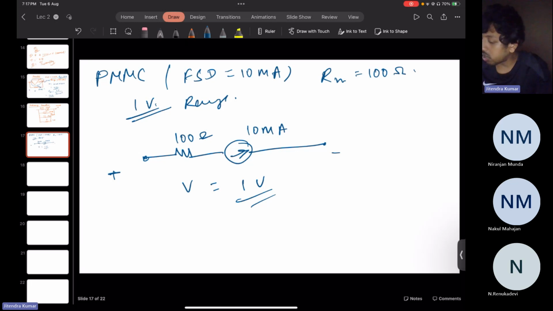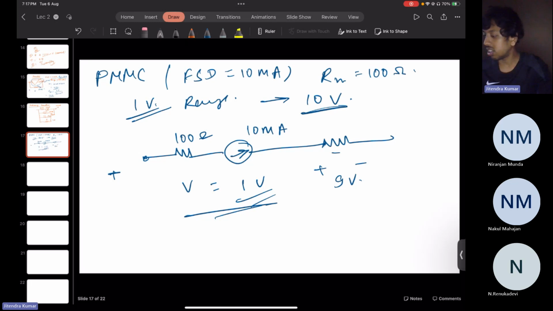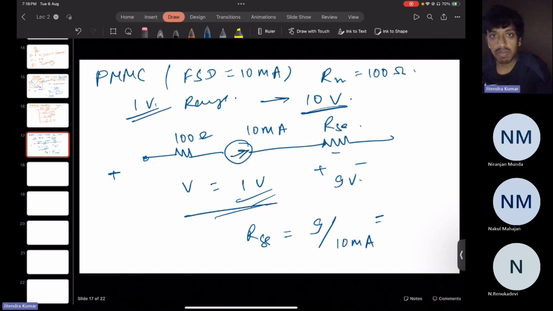Now further, if you want to increase the range from 1 volt to 10 volt, what should we do? We will have to connect one resistance in series, which should have the drop of 10 minus 1, so it should have the drop of 9 volt. I hope you are able to understand this. So 9 volt with the same current, that is 10 milliampere, gives a series resistance of 900 ohm. So this is how you easily convert an ammeter to a voltmeter, or change the range of a voltmeter with the help of series resistance. I hope there are no doubts. If you have, please ask.